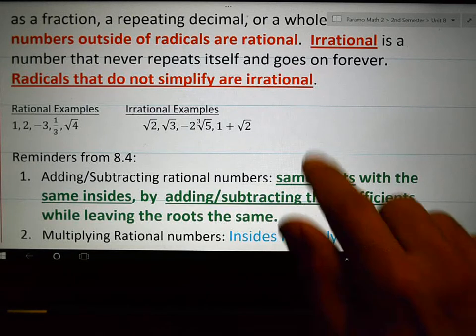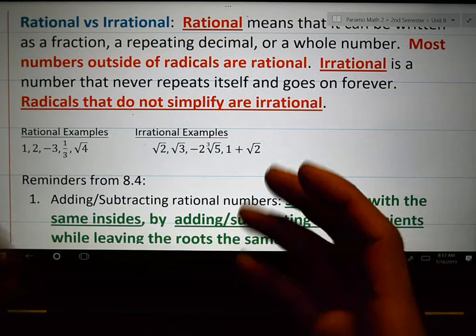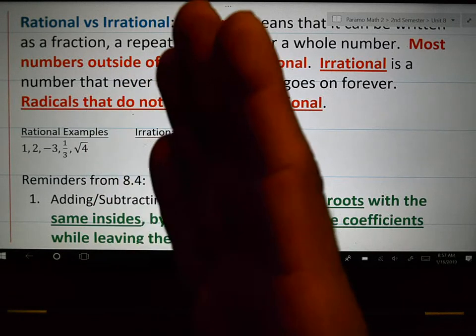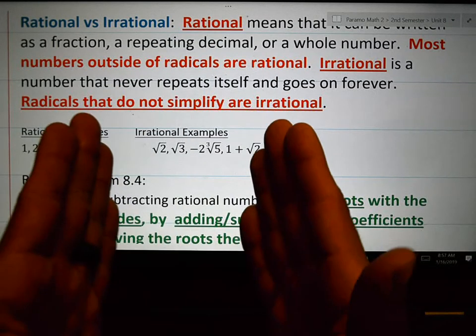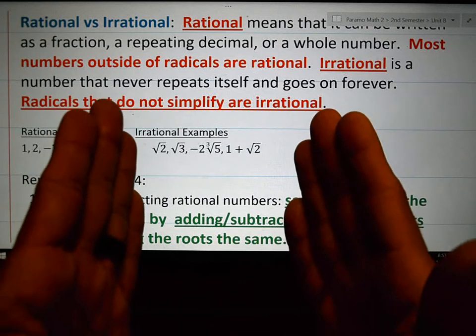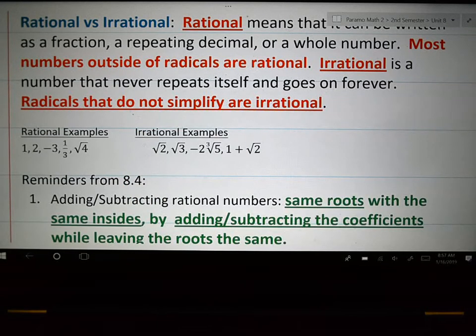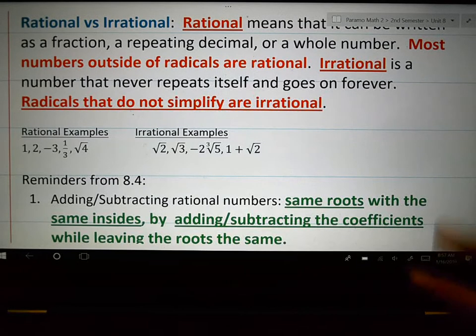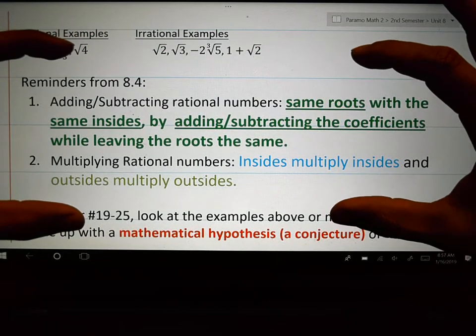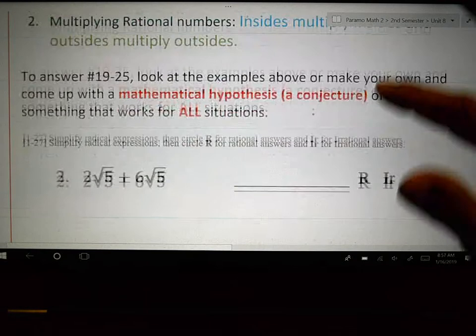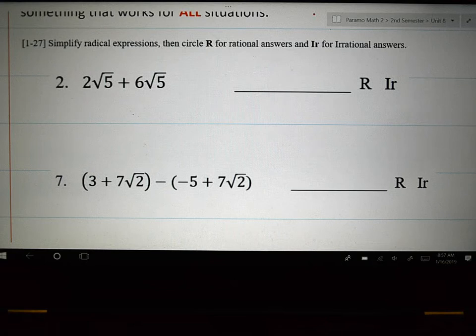The ones that simplify, the ones that can be written as fractions or whole numbers, are rational, whereas the ones that are inside radicals that don't simplify are irrational. And if we know that, and we know what we did from 8.4, we should be fine on doing the worksheet. Because it's really a review worksheet. It's what it is. Let's look at what some of the examples are.